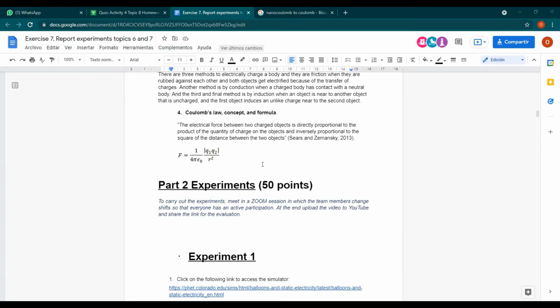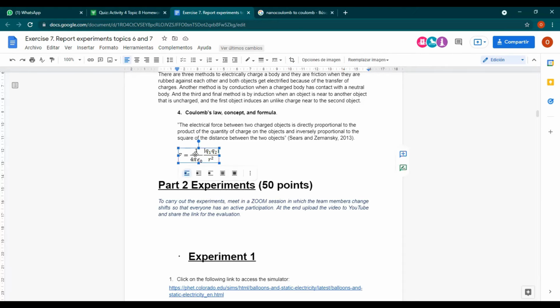The fourth point is Coulomb's law: the electrical force between two charged objects is directly proportional to the product of the quantity of the charge on the objects and inversely proportional to the square of the distance between the two objects, and this is the formula.